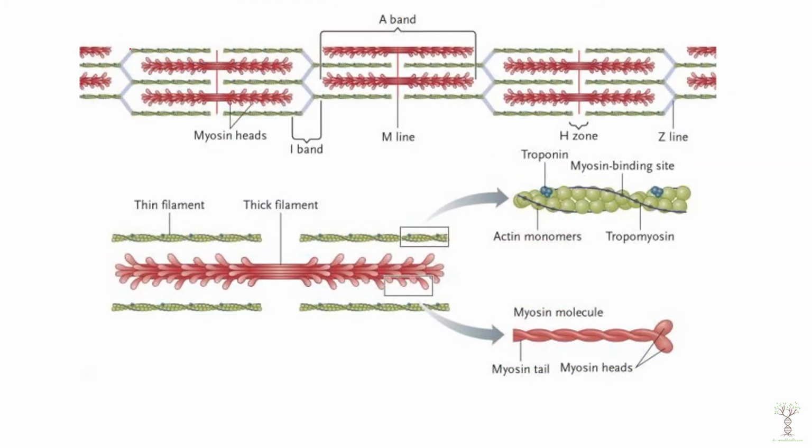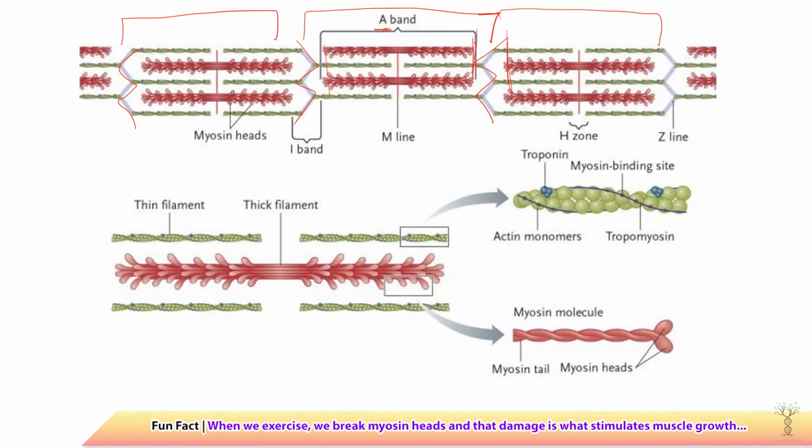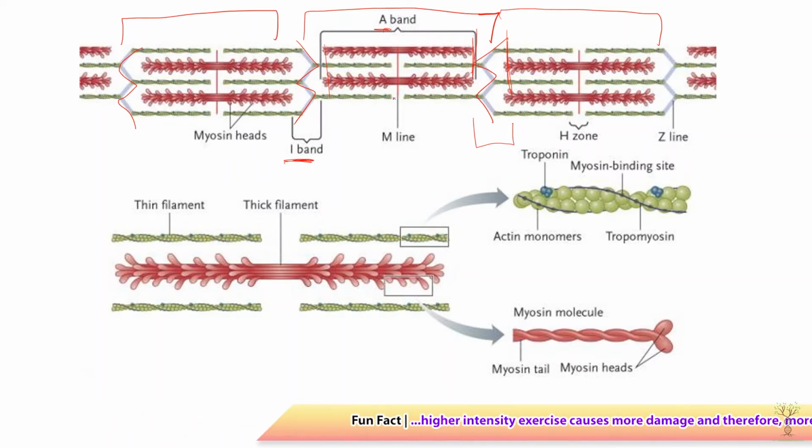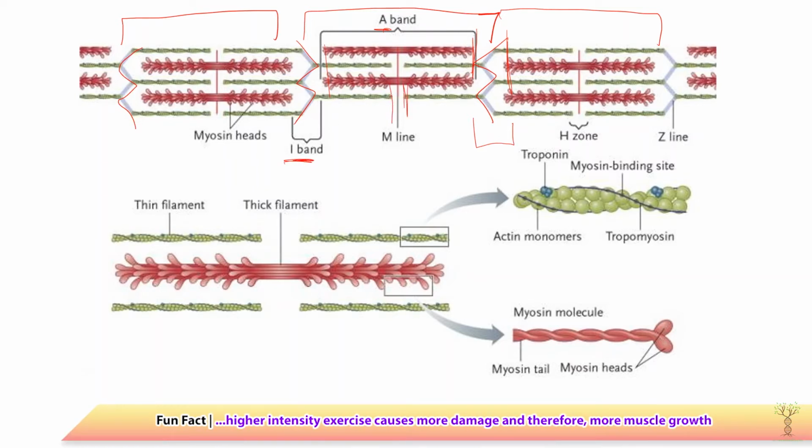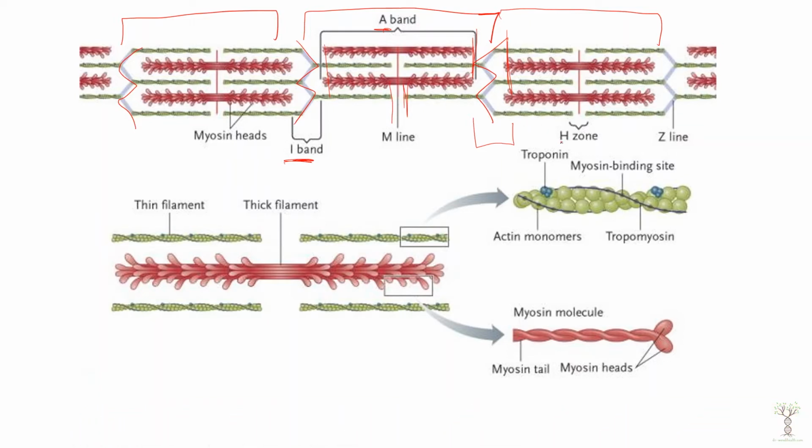So now if we put a bunch of sarcomeres together, here's a Z line, here's a Z line. So this is a sarcomere, and this is a sarcomere, right? So we have a whole bunch of sarcomeres put together. Wherever there's thick filament, that's the A band. Wherever there's only thin filament, that's the I band. Wherever there's no overlapping between thick and thin filaments, that's the H zone. The M line is the center protein holding those together.